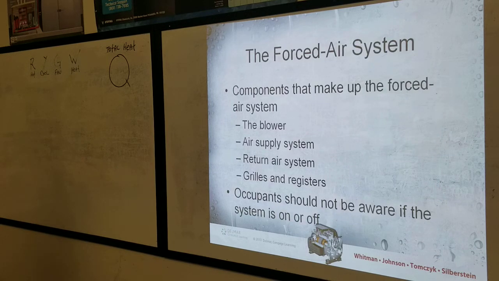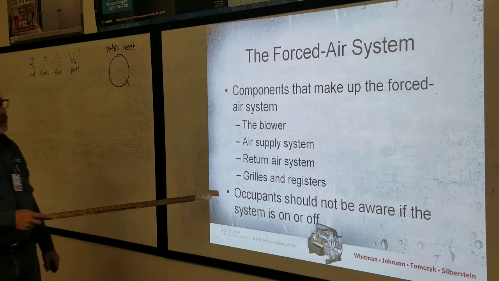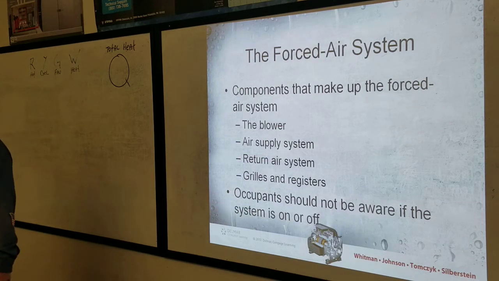The forced air system. Components that make up the forced air system: the blower, air supply system, return air system, grills and registers. Occupants should not be aware if the system is on or off. Okay, so how many of you know when your air conditioner comes on? Yeah, you can hear it, so it's on.